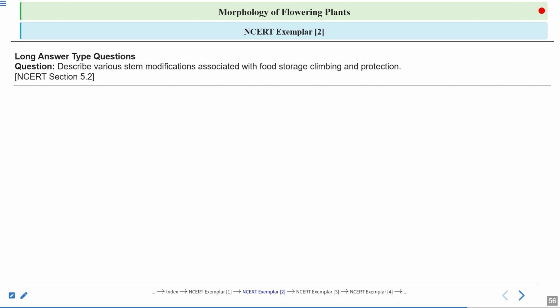Next question. Describe various stem modifications associated with food storage, climbing, and protection. This is coming from section 5.2.